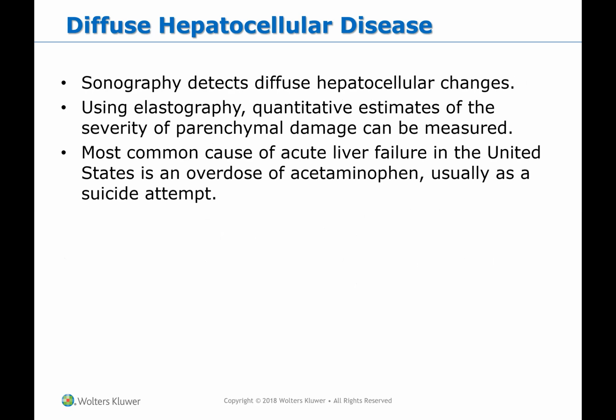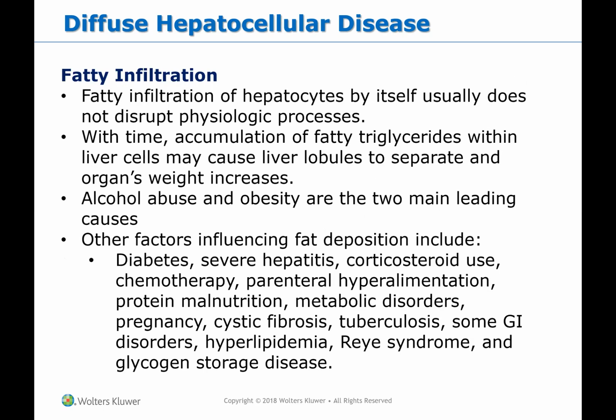Sonography detects diffuse hepatocellular changes. The most common cause of acute liver failure in the United States is an overdose of acetaminophen, usually from a suicide attempt. Fatty infiltration is one of the things that we see quite a bit.